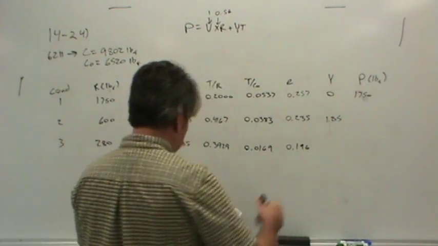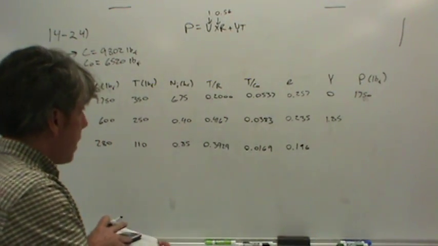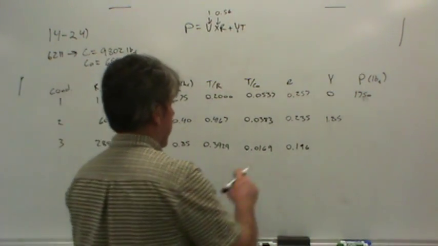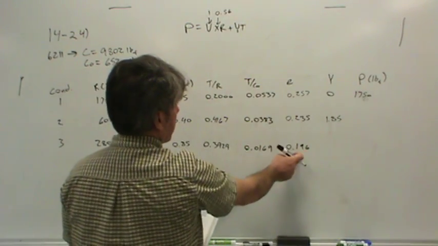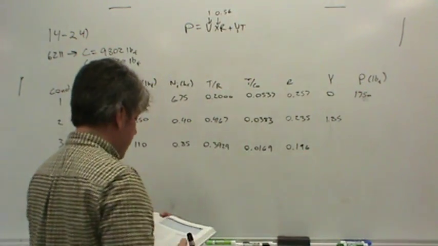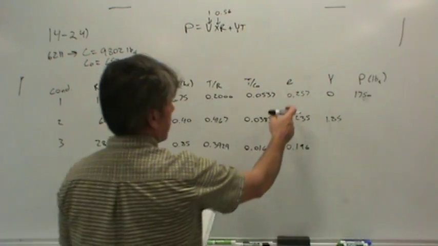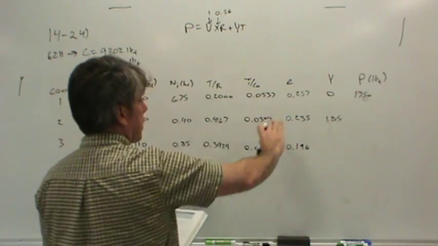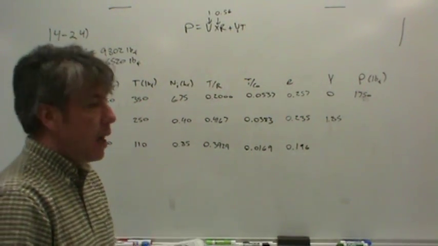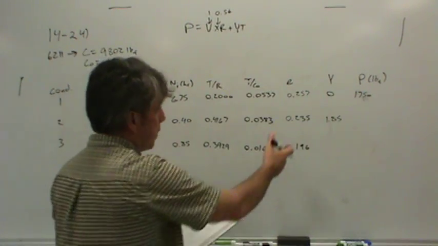For the next number, I'll perform the interpolation so you see what I get. So 0.196 is the value of E. Notice I can interpolate based on E, or I can interpolate based on T over C naught. I'm going to interpolate on E because I've already interpolated based on T over C naught. Maybe you can follow that. If not, maybe you can follow this one.